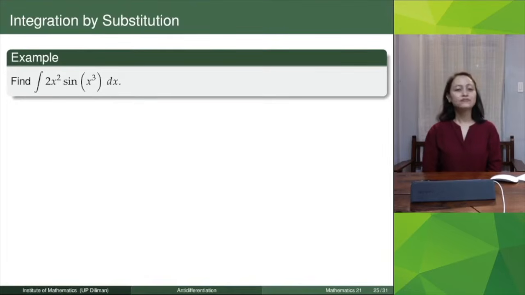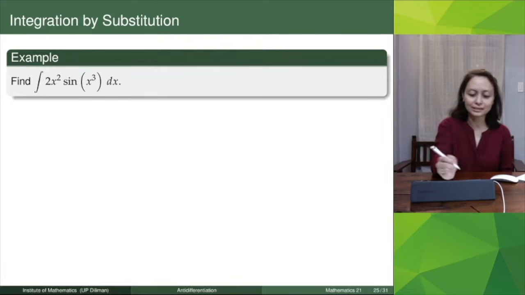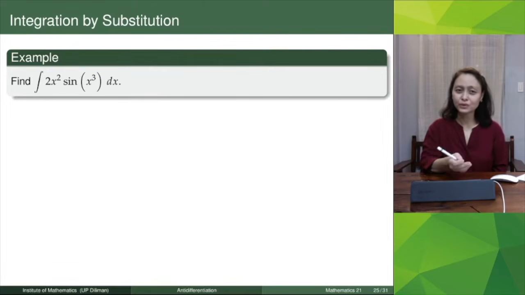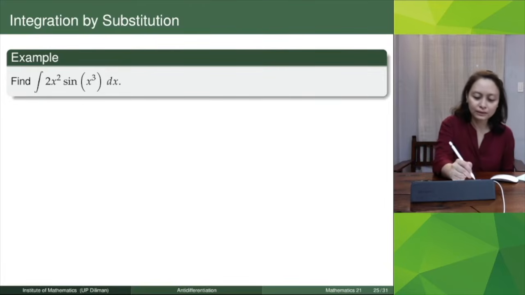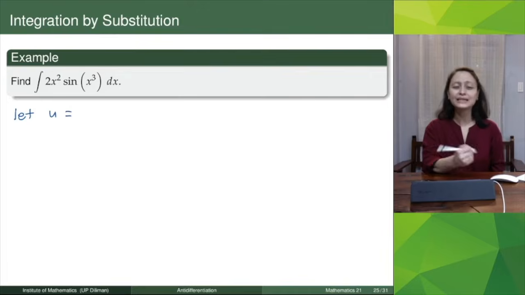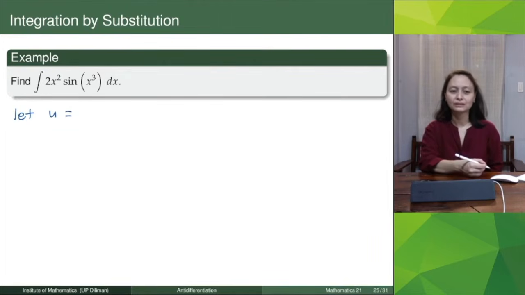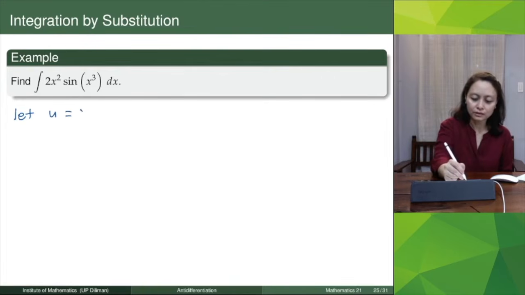Next, we want to find the antiderivative of 2x squared sine of x cubed dx. Okay, hindi pwedeng i-distribute yung antiderivative over a product. Okay, so try natin na mag-substitute. Ano yung pwede nating piliin as u? Let's try x cubed. Nasa loob kasi siya ng sine. Okay, so if u equals x cubed, du or the derivative of x cubed is 3x squared dx.